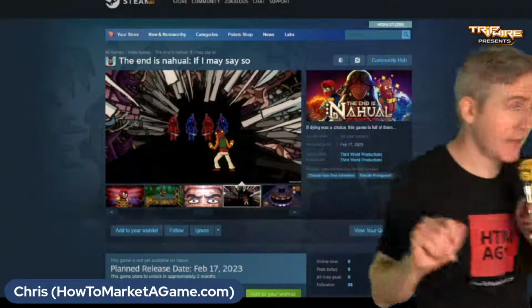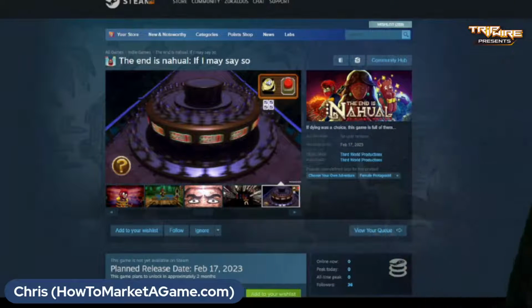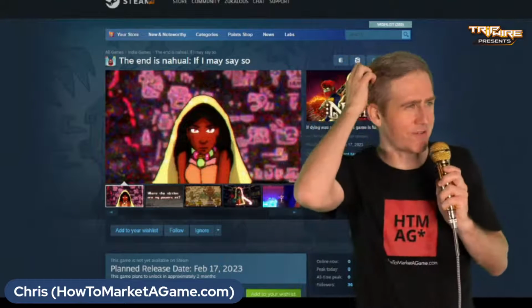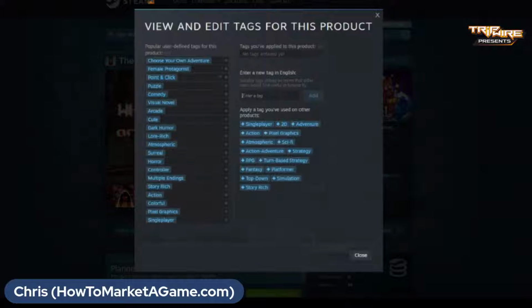And so let's take a look at these tags. I can't tell based off the short description, so let me see if I can do it from the tags. I see choose your own adventure, female protagonist. Those are kind of genres, but I'm not quite seeing it there. Let's take a look here. Point and click, puzzle, comedy, visual novel. I think it might be visual novel.